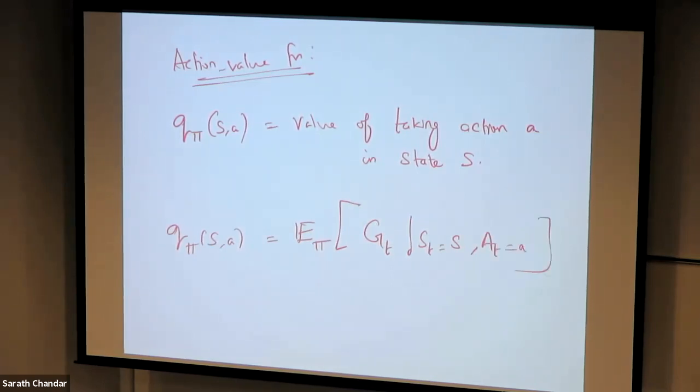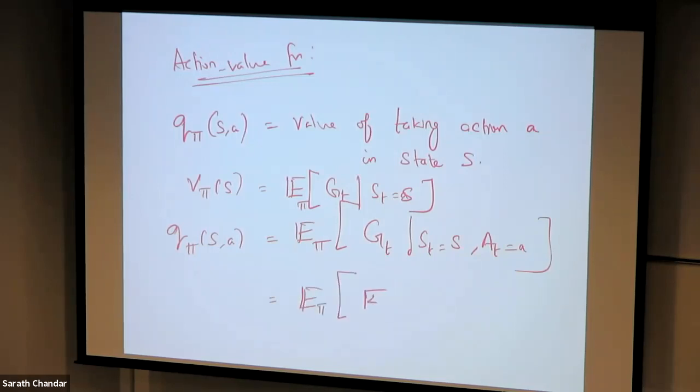Now, just to compare with the value function of the state, v pi of s, it was basically the expected value of Gt just given St is equal to s. We don't use actions in the state value function, but in the action value function, what is the return I'm going to get given that I'm in the state s, but I'm also taking this action a. Now I can expand this. This is the expected value under pi of the summation k equals 0 to infinity of gamma to the power k times R t plus k plus 1, given St is equal to s, At is equal to a.